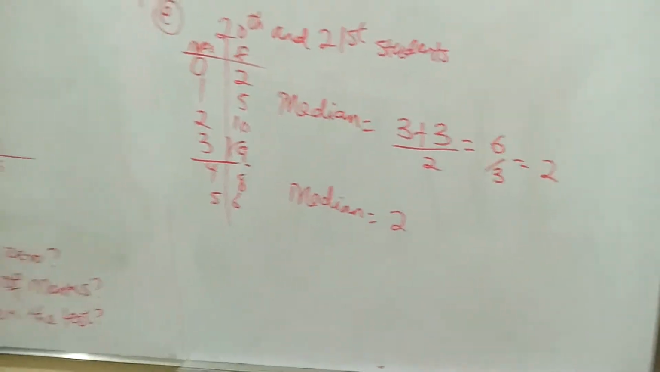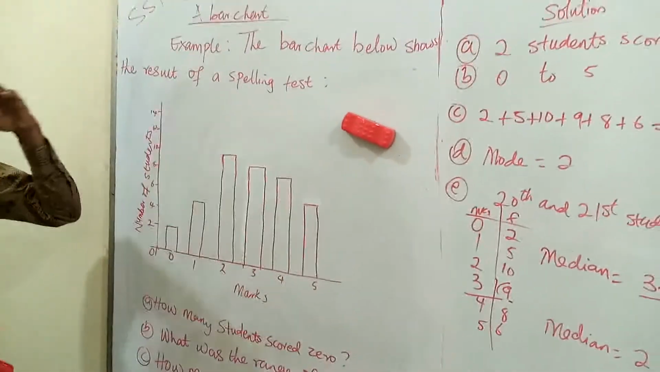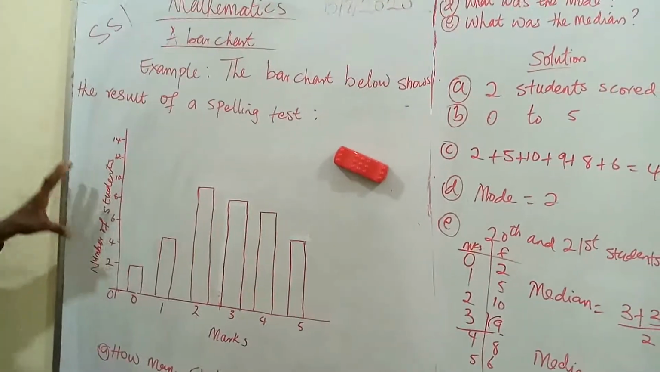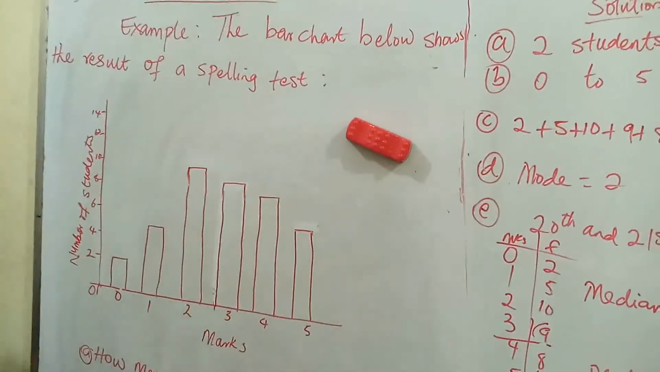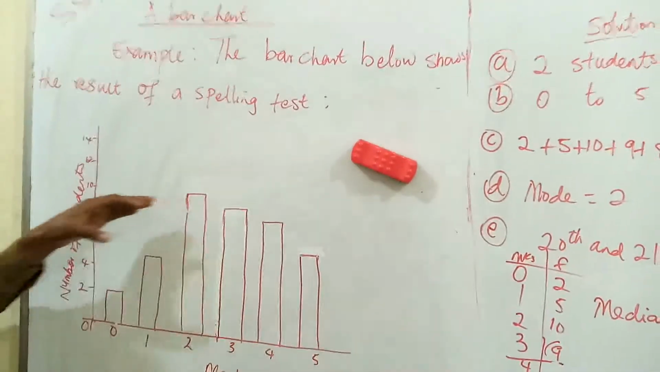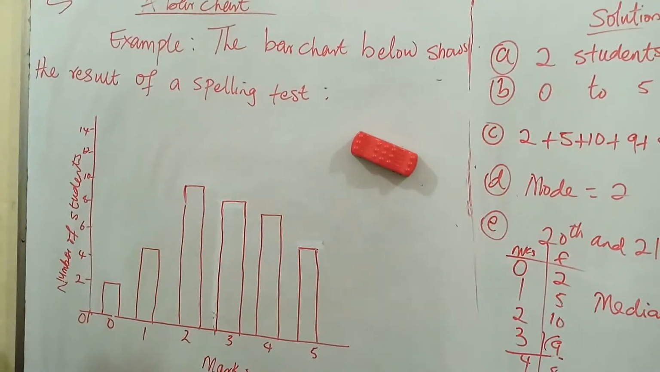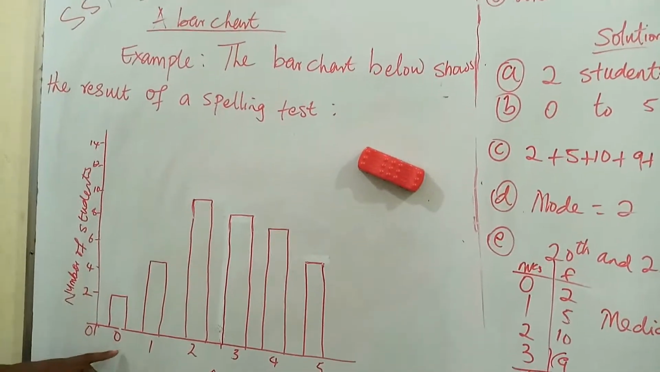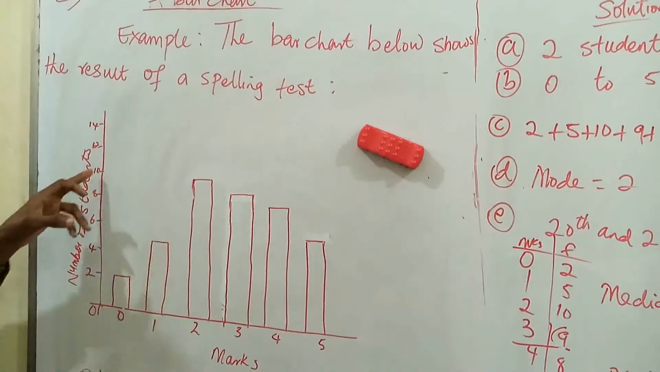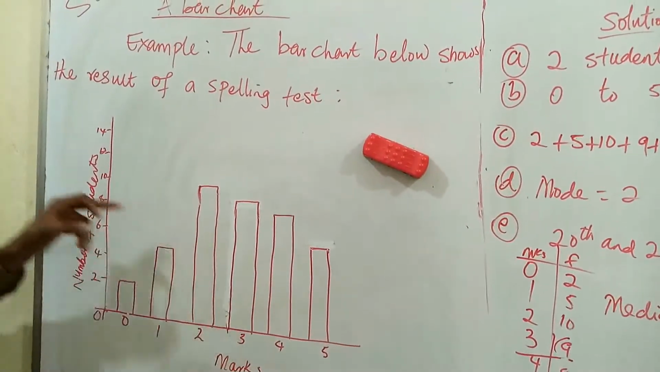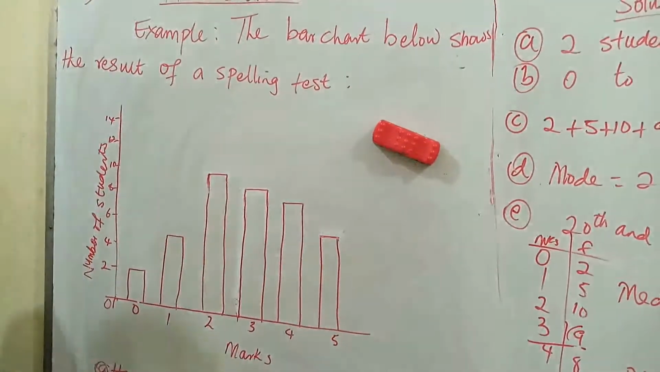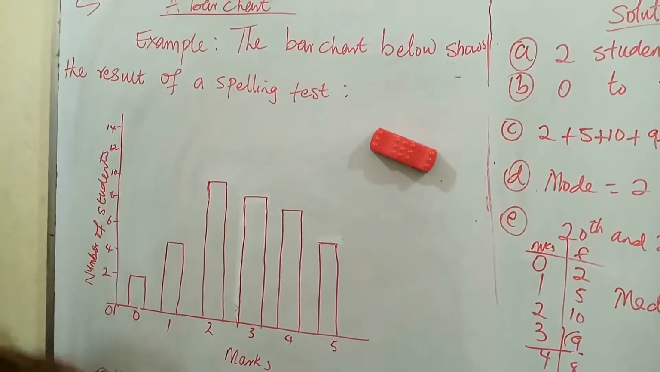Let's take a brief summary again from the beginning. The bar chart below shows the result of a spelling test, with the number of students on the vertical axis and the marks on the horizontal axis. The marks range from 0 to 5, and we are using these bars to represent the number of students. 2 students had 0, 5 students scored 1, 10 students scored 2, 9 students scored 3, 8 students scored 4, and 6 students scored 5. Now we have to use it to answer the questions that follow.